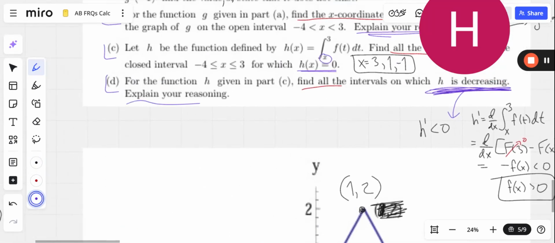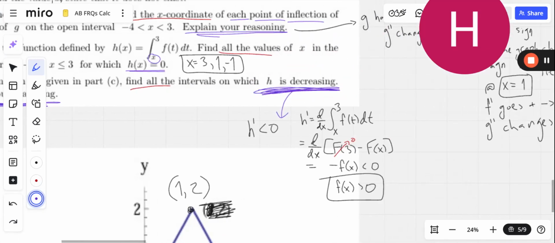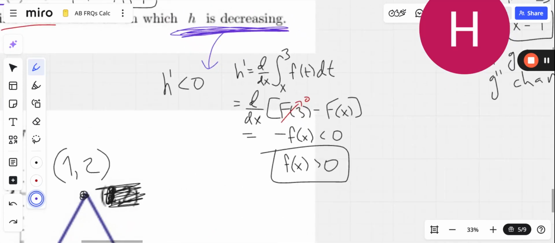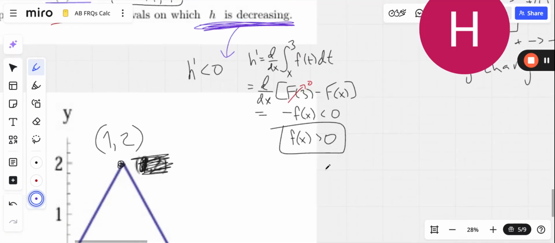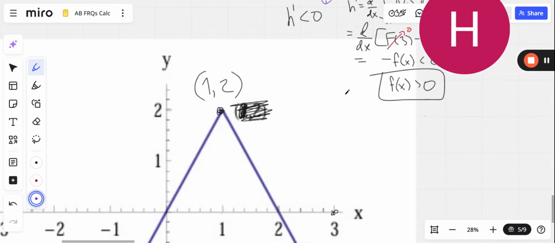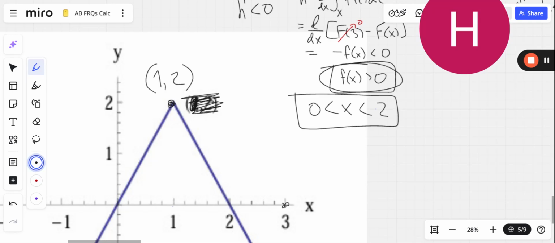A lot of times we use the given information, the fact that h is decreasing, to derive some other truth. And that other truth is going to be easier for us to spot. In fact, we just have to look on the graph when it's positive. So that's going to go from 0 to 2, not inclusive. If you wonder why it's not inclusive, f of x has to be greater than 0. Is it greater than 0 at x equals 0? No, it's equal to 0. Is it greater than 0 at x equals 2? No, it's equal to 0.